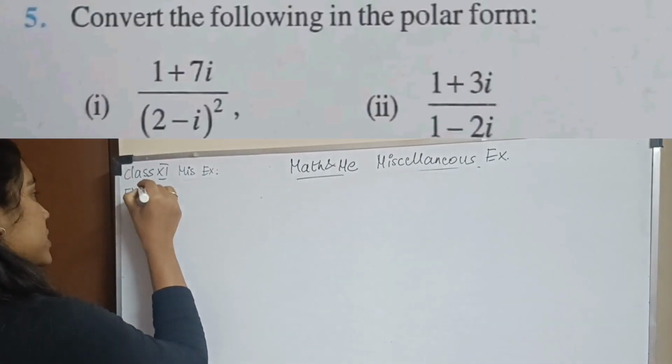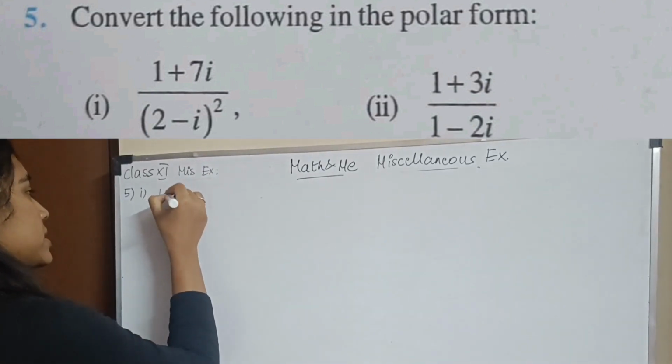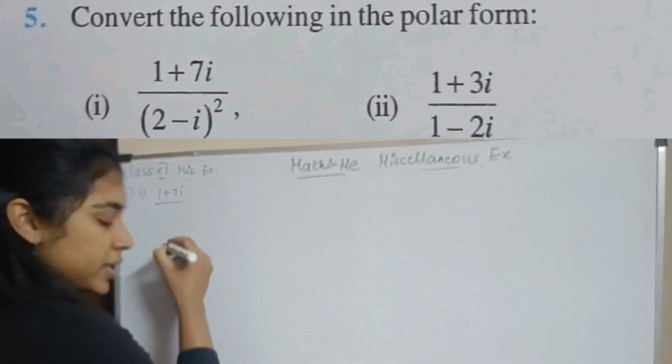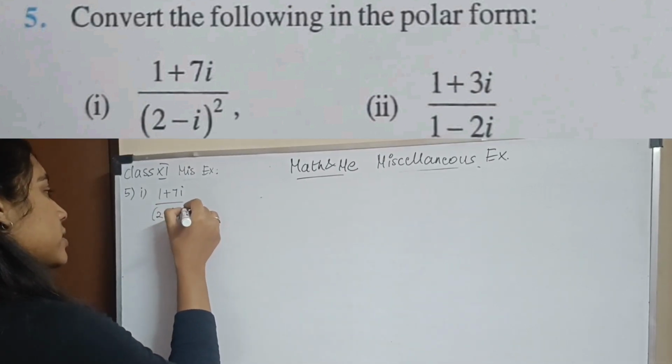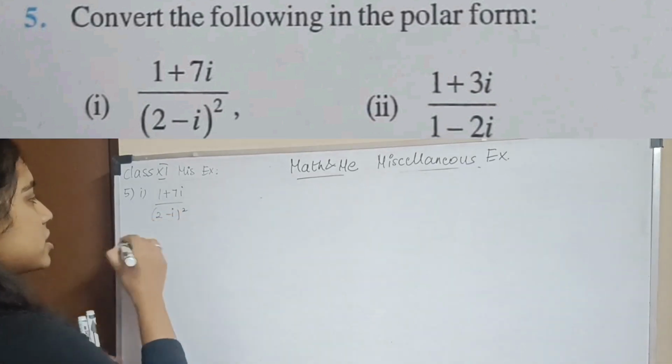Question number 5, first subsection. Convert the following in the polar form. So 1 plus 7i divided by 2 minus i the whole square. So you have to find the modulus and the argument. So first I'm opening the denominator.